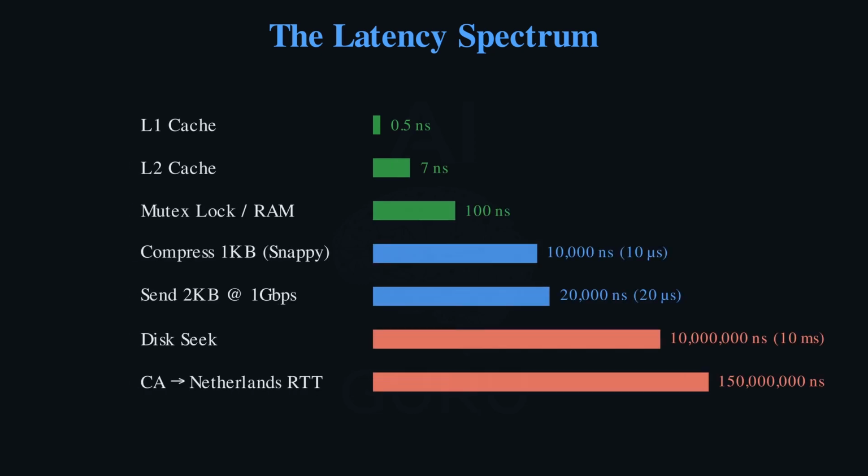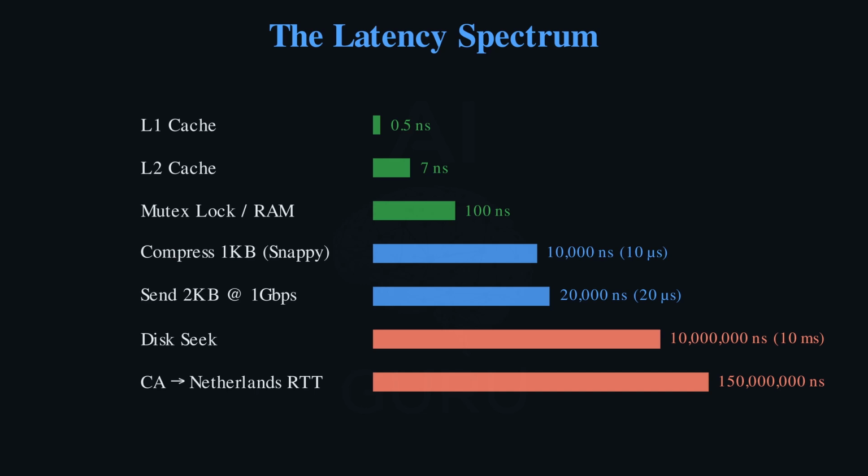So let's walk through that spectrum from the blazing fast to the painfully slow. What's at the very top? The L1 cache reference, this is the CPU's own little memory. It takes about half a nanosecond. Half a nanosecond. So effectively instant. Then you step down to L2 cache, that's around 7 nanoseconds. Still incredibly fast. What about when we actually want to do something in code, like locking a mutex? Now you're at 100 nanoseconds, and it's about the same for reading from main memory, from RAM. So 100 nanoseconds to read from RAM. That's our baseline for fast but not instant.